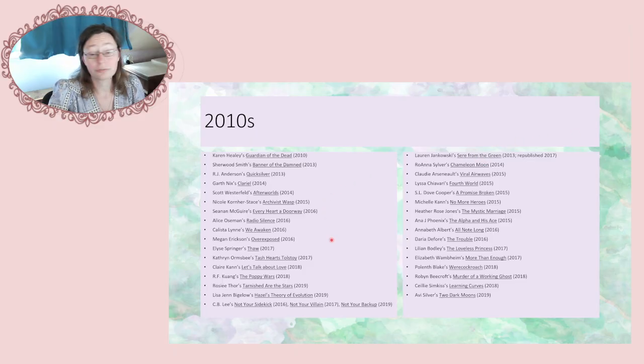And I could have subdivided these further because this is where a lot of the Aspec representation starts to really come into its own. This is when we start to get to a point where asexuality has been so visible in certain spheres that people are like, I am going to write this representation deliberately. Or not. Sometimes it's not. So we have, for example, Karen Healy's Guardian of the Dead, which is published in 2010, which has a major asexual and aromantic side character. At least I think it's both. It might just be asexual.